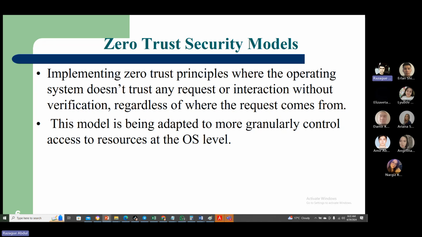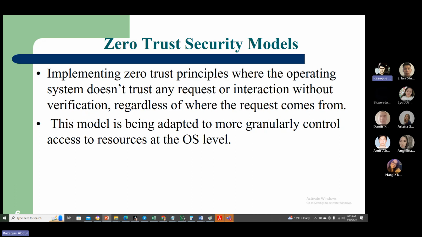So the fourth component is end-to-end encryption. To protect data integrity and confidentiality, zero trust models mandate that data should be encrypted both at rest and in transit. This ensures that any data handled by operating systems remains secure regardless of the network's security status. The fifth component is real-time threat detection and response.